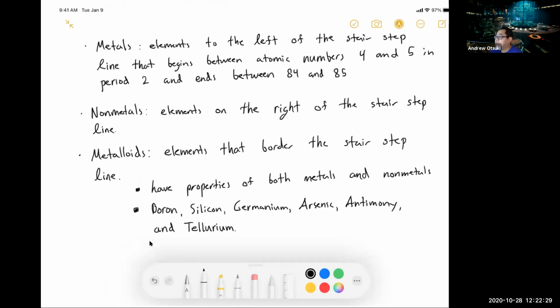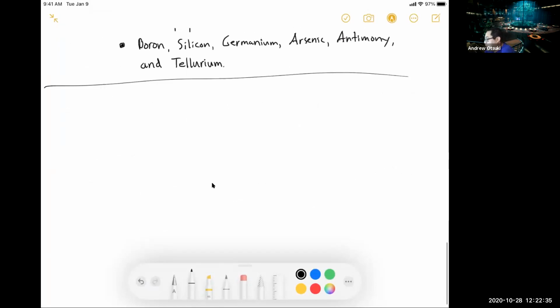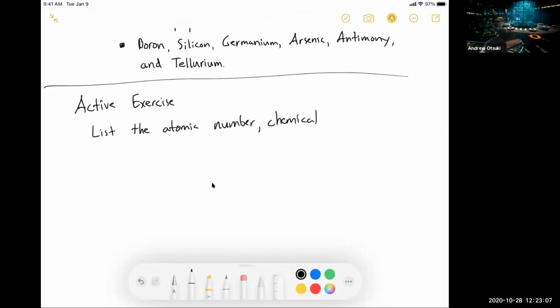Okay, let's go on. So let's now go to another active exercise. We have about 15 minutes left. So let's continue. Now let's talk about an active exercise. I want you to list the atomic number, chemical symbol, and atomic mass.